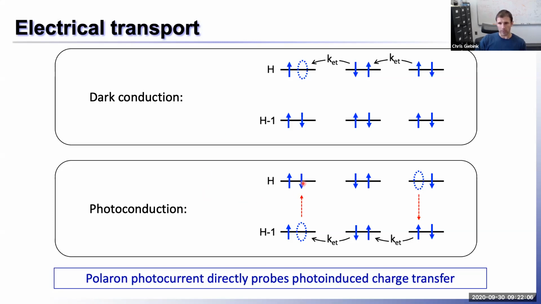In photoconduction, if, for example, we excite a hole downwards, then it potentially undergoes electron transfer in its excited state before it relaxes back up into the HOMO. And so we get to probe the electron transfer events that happen in this excited state, this lower lying molecular orbital. So the thought was that polaron photocurrent directly probes photoinduced electron transfer, and we can measure current very sensitively. So maybe this is a good opportunity to explore changes in electron transfer that happen in a microcavity.